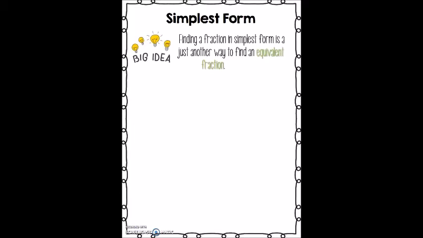And a lot of times fifth graders tell me that they get really tripped up when they're trying to do simplest form questions. But really, simplest form is just another way of finding an equivalent fraction. Instead of using multiplication, we use division. And what's important to remember is that when we find the simplest form of a fraction, it means we're trying to find the way that we can represent that amount using the fewest number of pieces.